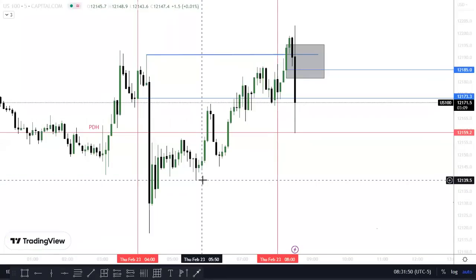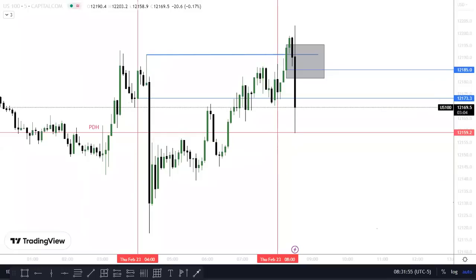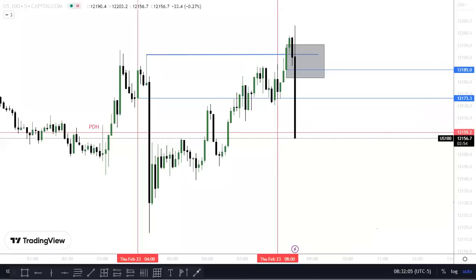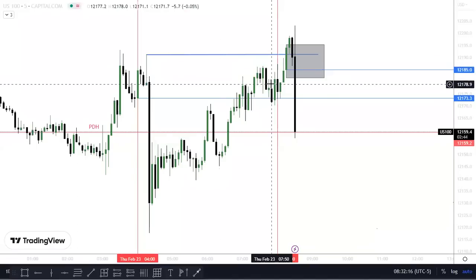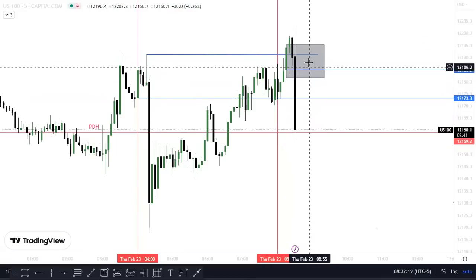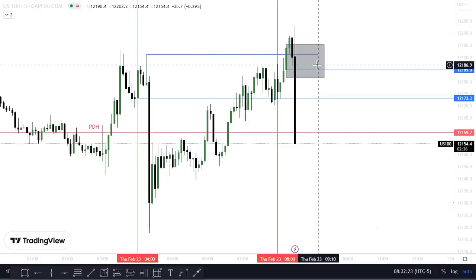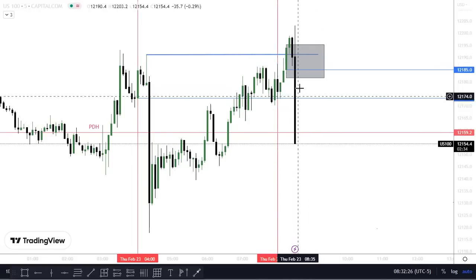What time is it? Still too early. Still too early to overthink it and try to force analysis. SMTs are relevant for my model. Yeah, everything here is validated now. I'd like to short this. I would like to short this, but I don't have an entry.